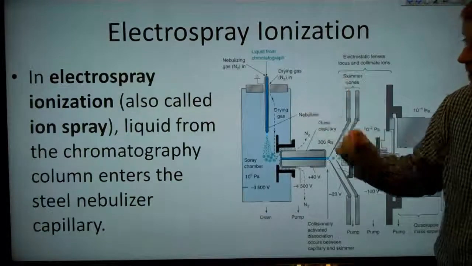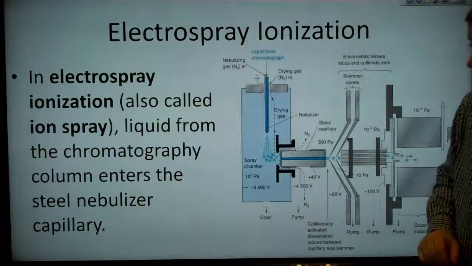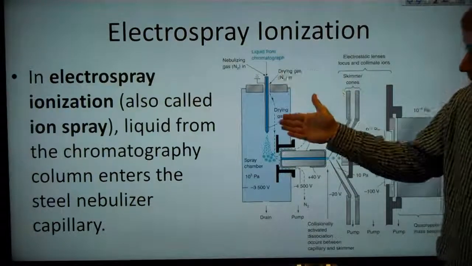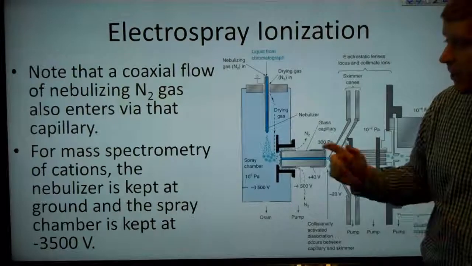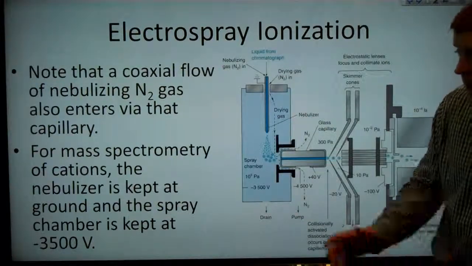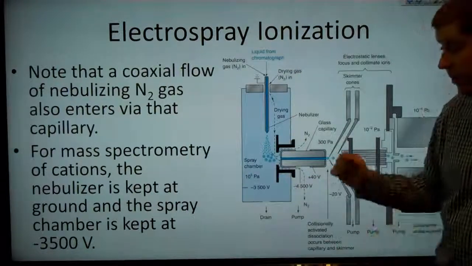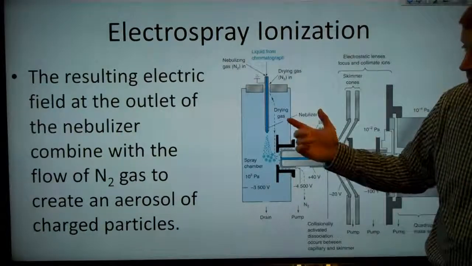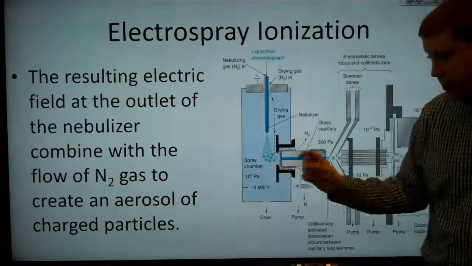In electrospray ionization, also called ion spray, the liquid from the chromatography column enters the steel nebulizer capillary, so that's coming in here. And note that a coaxial flow of nebulizing nitrogen gas also enters via that same capillary. For mass spectrometry of cations, then the nebulizer is kept at ground and the spray chamber is kept at minus 3500 volts. And the resulting electric field at the outlet of the nebulizer combined with the flow of nitrogen gas to create an aerosol of charged particles in the spray chamber then.